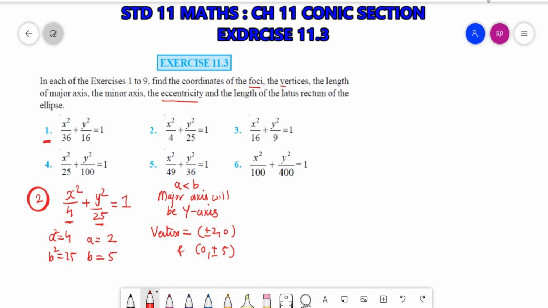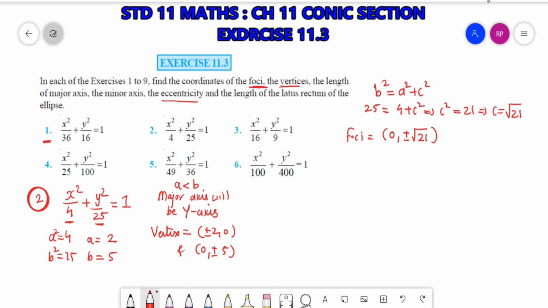Now for c, we know that b square is equal to a square plus c square. What is b square? 25. a square, 2 square, 4, plus c square. That means c square will be equal to 21, so c will be equal to root 21. So the foci, since major axis is y-axis, will be 0, plus minus c, so it's 0, plus minus root 21. Okay, clear? So this was about foci.